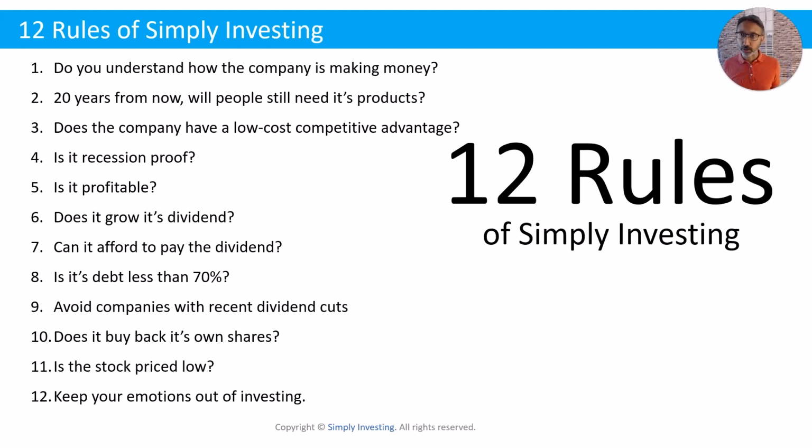So rule number 1, do you understand how a company is making money? If you don't, skip it, move on to something else. Rule number 2, 20 years from now, will people still need its products and services? Rule number 3, does the company have a low-cost competitive advantage? Rule number 4, is the company recession-proof? If it's not, skip it, move on to something else.